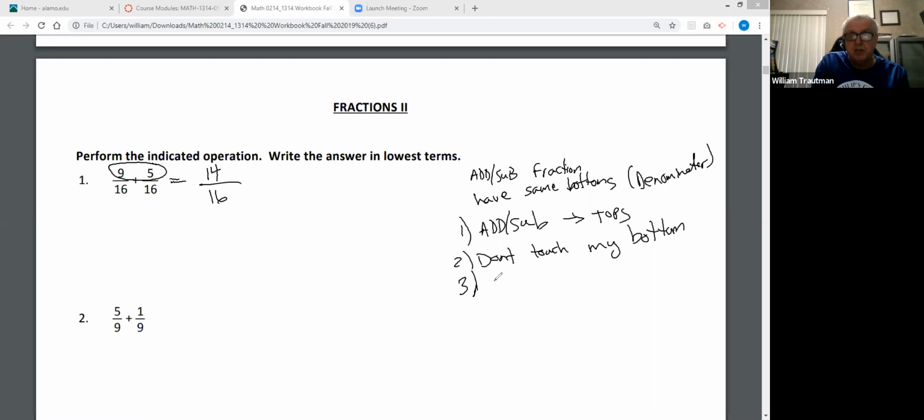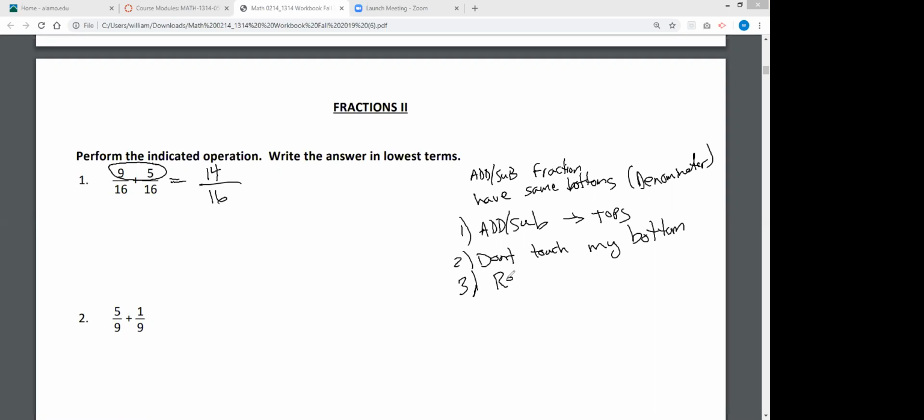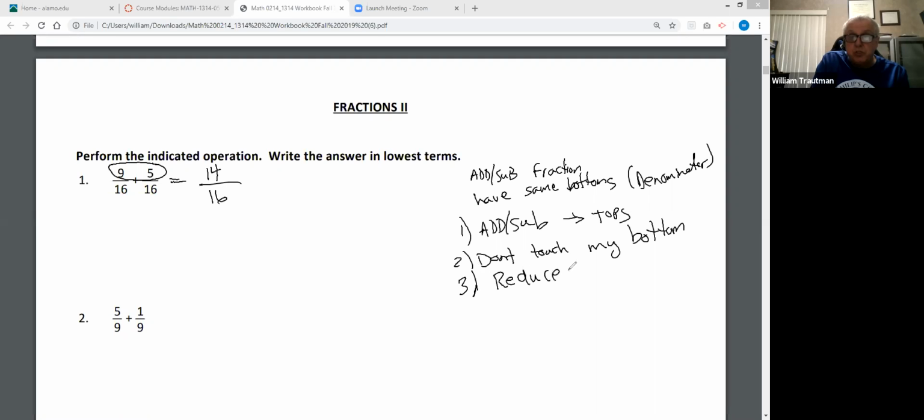The last step for fractions is always the same: reduce or simplify. And both of these divide by 2. So I get 7/8 as my answer.